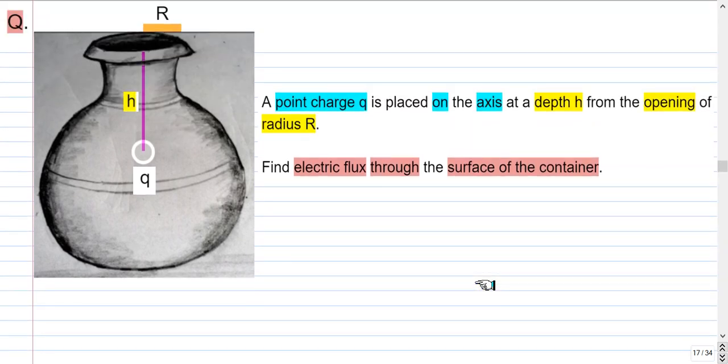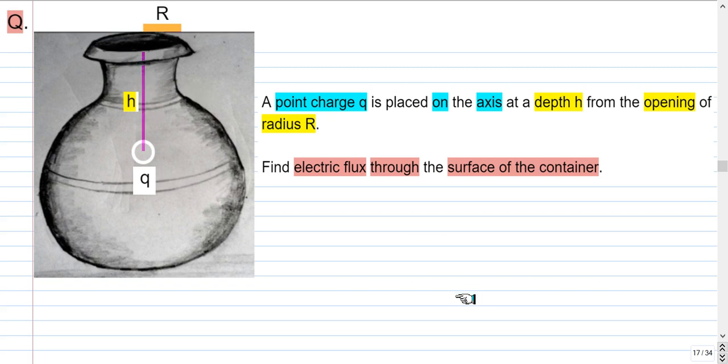So the total flux that is coming out of this point charge is q by epsilon naught. That's by Gauss law. And if you know the amount of flux that is passing through this opening, we can find the flux that is passing through the surface of the container. That will be total flux minus the flux that is passing through this circular opening.